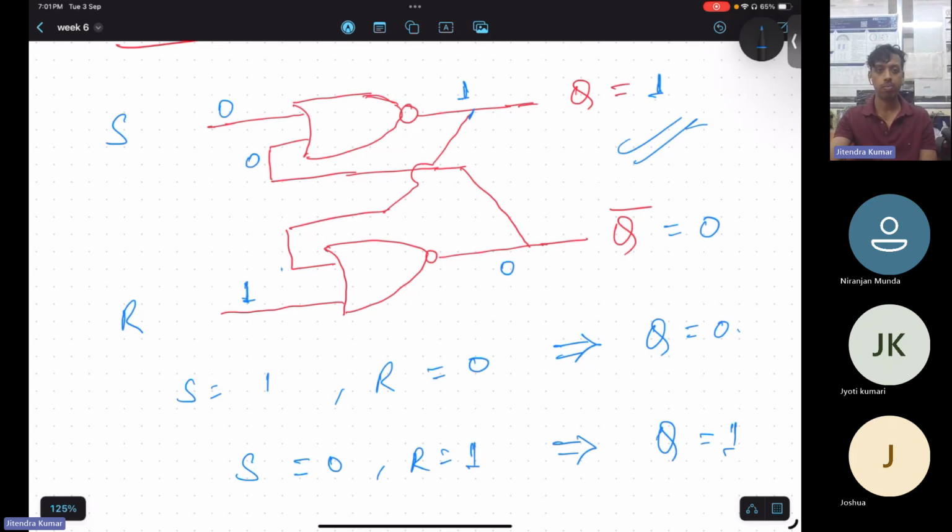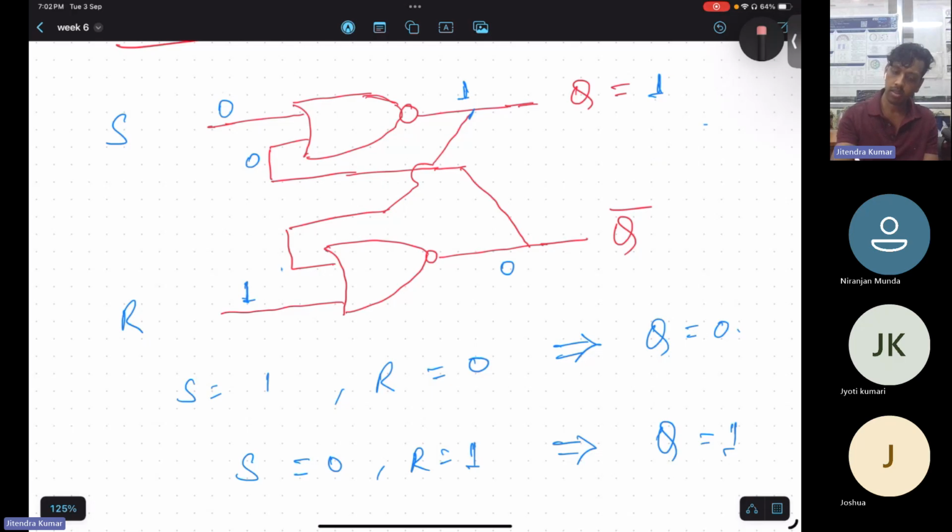Any doubt in SR flip-flop? Okay, so SR stands for what? S stands for set and R stands for reset. But you could not keep S equal to 1 and R equal to 1, because what will happen? Let's see. That was in the lecture. It was mentioned to explore yourself.